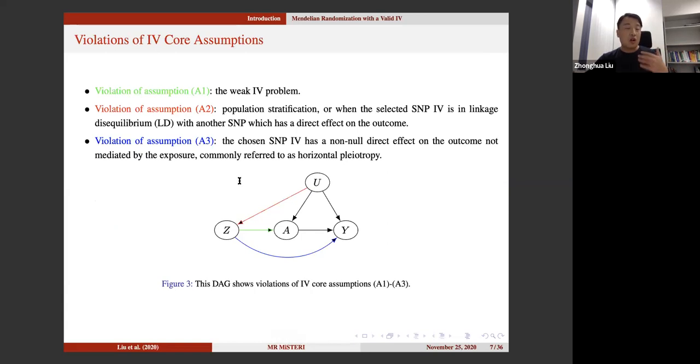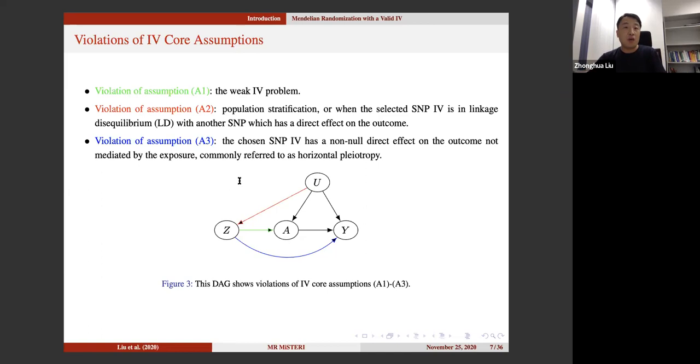As I said, the 3 core assumptions might be violated in practice. Only the first one, the IV relevance assumption, is empirically testable. We can look at the association between the SNP and the exposure. For example, look at the SNP association with the BMI. So this is the only assumption that can be empirically tested. The other 2 assumptions, A2 and A3, we cannot test. We have data, but we don't know whether those assumptions hold.